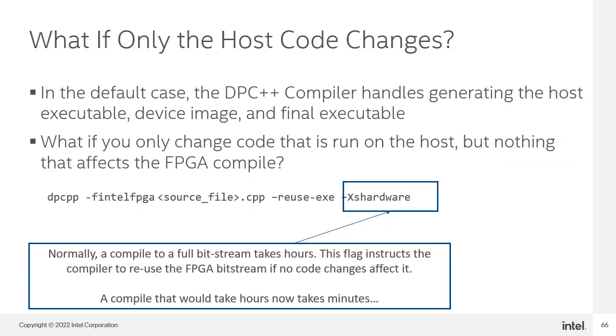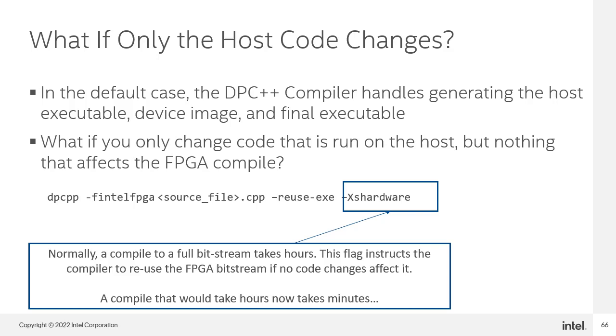What if only the host code changes in your design and you have to do a full compile again? We can use the reuse flag indicated by the -reuse-exe. This will let the compiler know that you want to reuse the FPGA bitstream previously generated and that there are no changes in your kernel scope. With this approach, your full bitstream compilation, which will typically take hours to complete, will now take minutes.